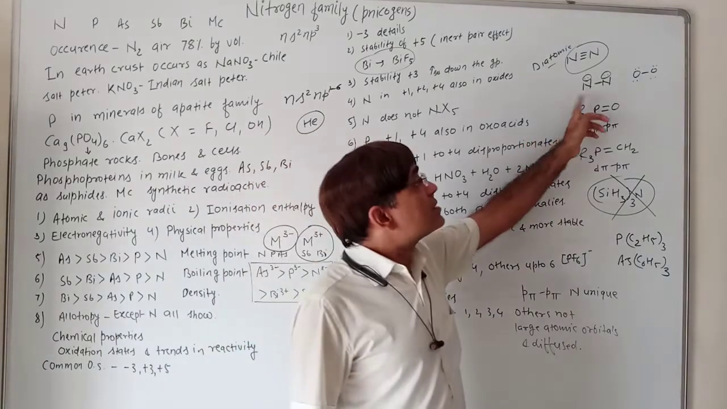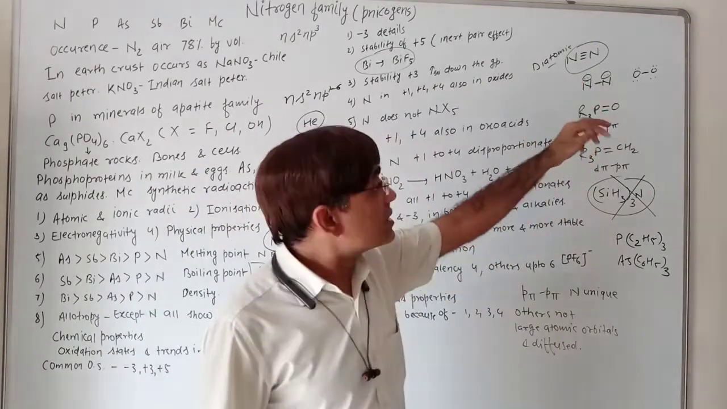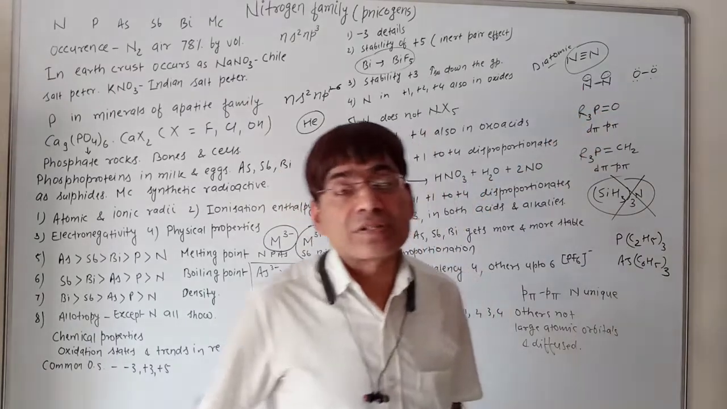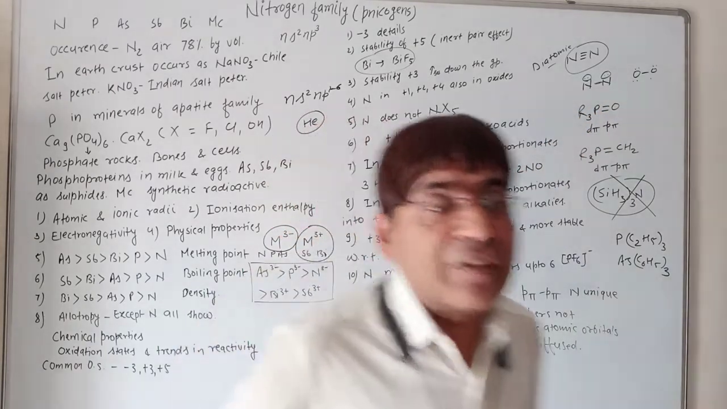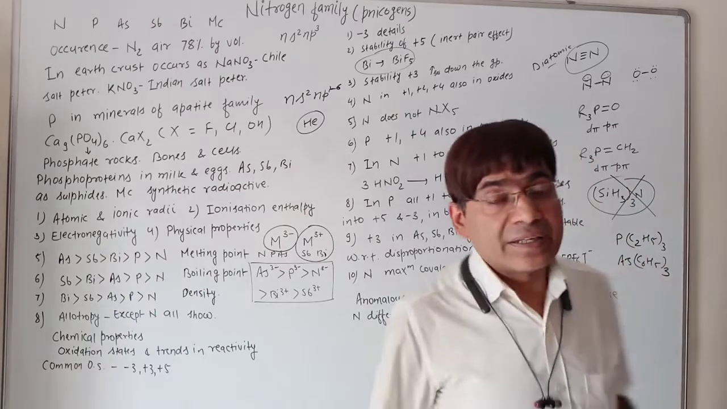So we say the single bond between nitrogen and nitrogen is weaker than phosphorus. And while we'll be studying that oxygen family, there we will be finding that the oxygen single bond will also be weaker than the sulfur single bond. Fine. Reason for that is what?